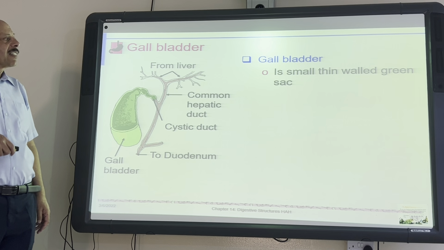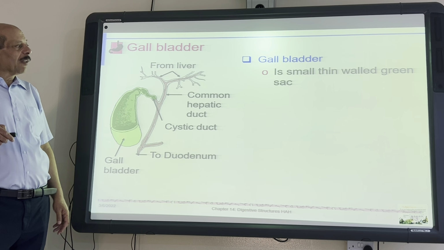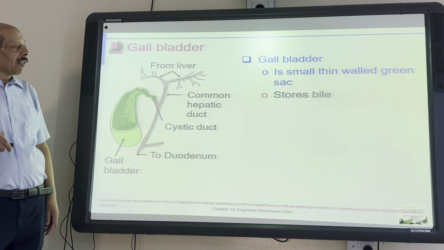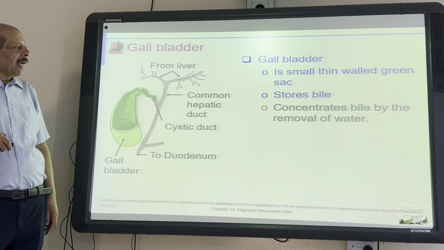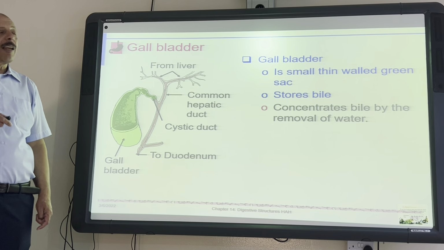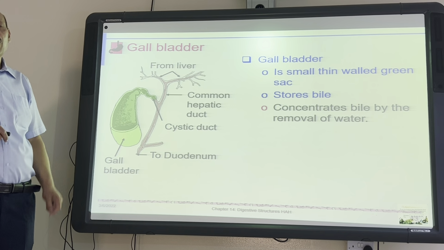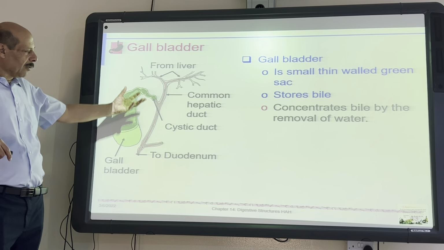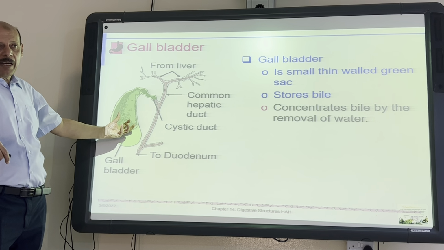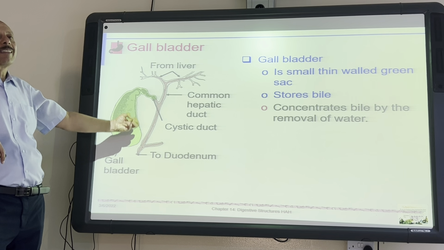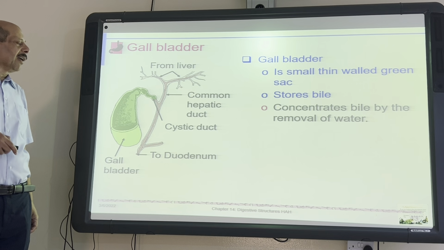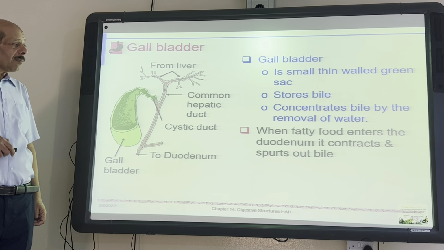So the gallbladder is a small, thin-walled green sac. It stores the bile and concentrates the bile by removal of water from the bile. So it is for the storage of bile, and also concentration. The bile will be concentrated inside the gallbladder.